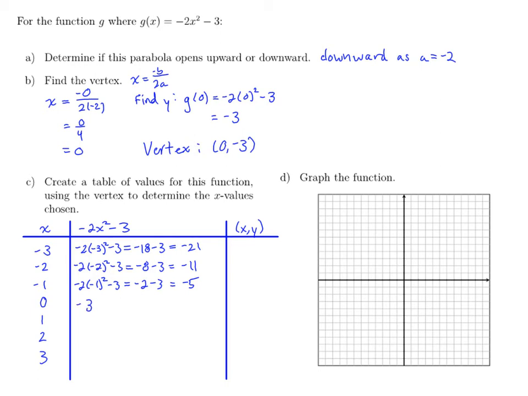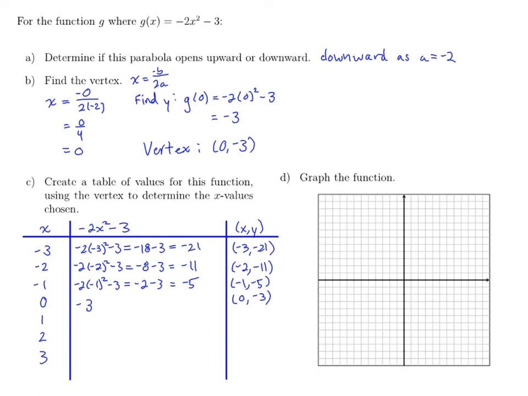So let's stop and write these points down. At negative 3, our output was negative 21, so that's the point negative 3, comma negative 21. At negative 2, our output was negative 11, so we have negative 2, negative 11. At negative 1, our output was negative 5, so we have negative 1, negative 5 as the point. And then we have the point 0, negative 3, which we know to be the vertex.